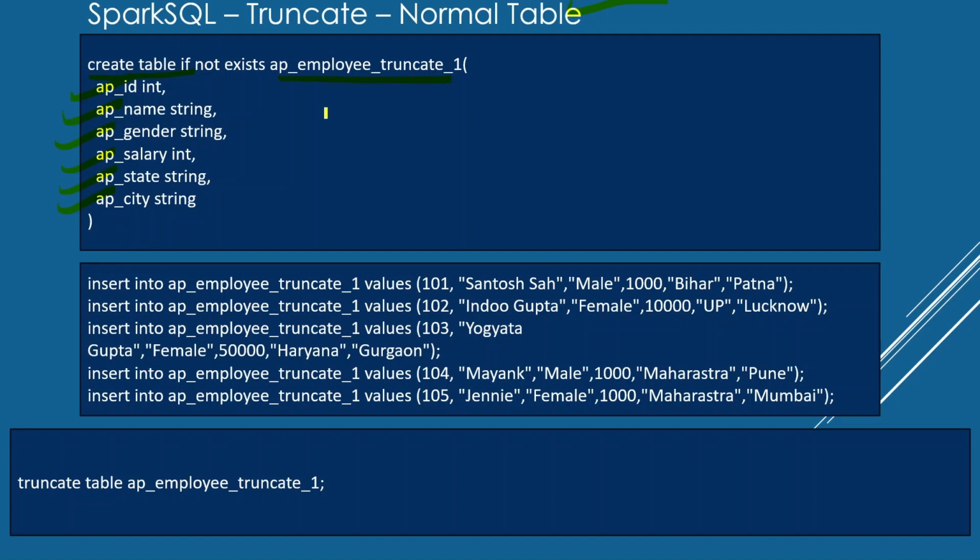After creation of this normal table, I have inserted some records in it. And once these records are inserted successfully, I am doing a truncate operation on this table. So let's see how this generally works in Databricks.